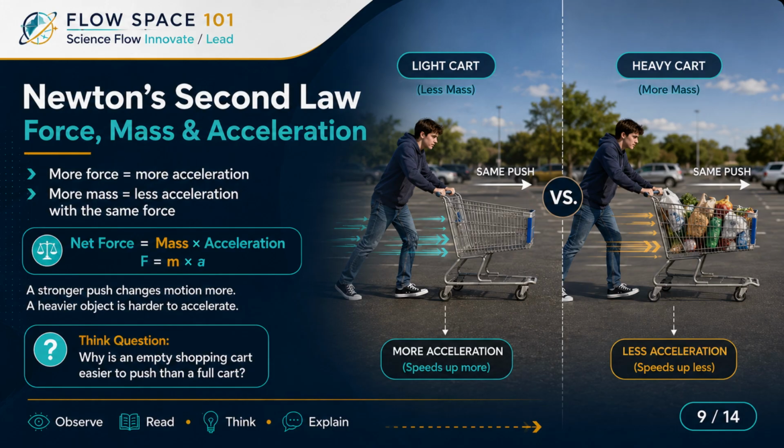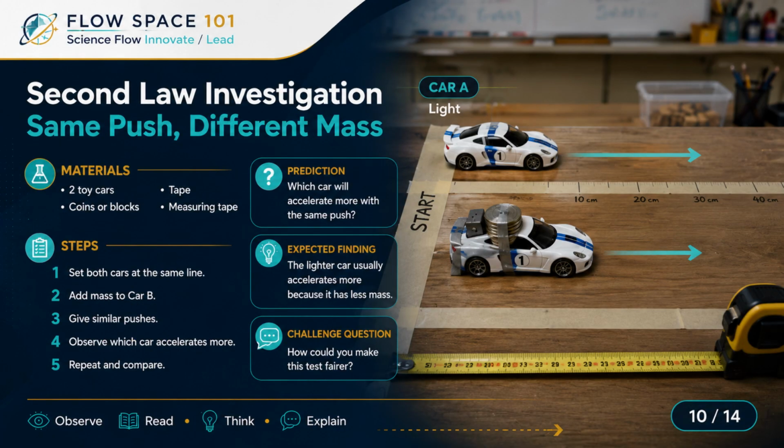Why is an empty shopping cart easier to push than a heavily loaded one? Now let's investigate Newton's second law with two toy cars. Car A is light. Car B has extra coins or blocks attached to it, so it has more mass. Place both cars at the same starting line. Then give them similar pushes and observe how their motion changes.